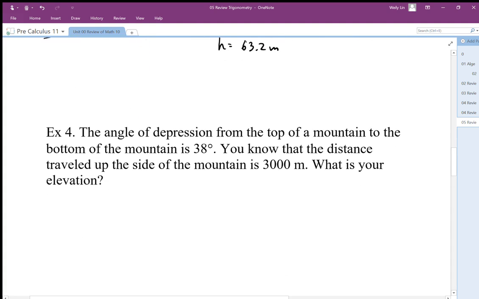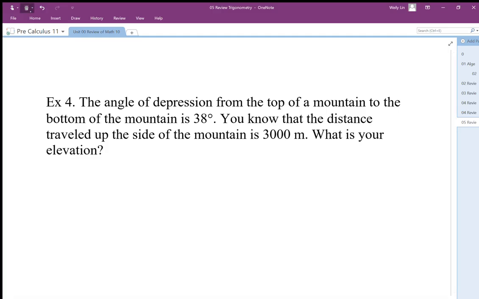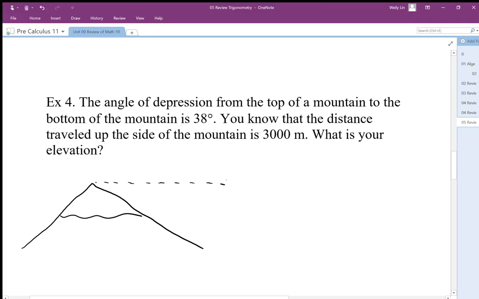So here we have an angle of depression. We're at the top of a mountain. So we've got our mountain here. At the top of the mountain, the angle to the bottom is 38 degrees. Let's make this a little bit more reasonable here. There's our mountain. We know that from the horizontal, the angle of depression is measured down.